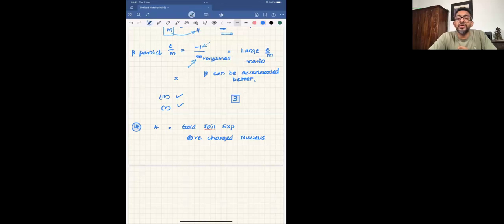What is the radius of the nucleus? 10 to the power minus what? We did a calculation also. Every little detail we did. 10 to the power minus 8 is the radius of the atom. 10 to the power minus 13 centimeters is the radius of the nucleus.